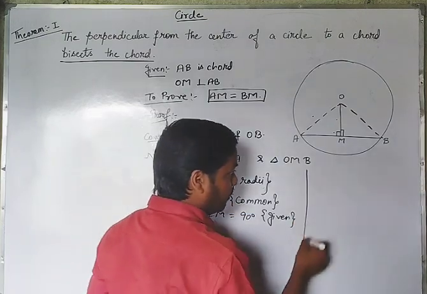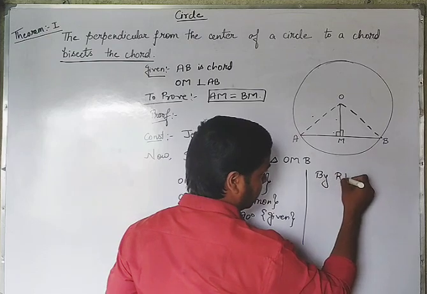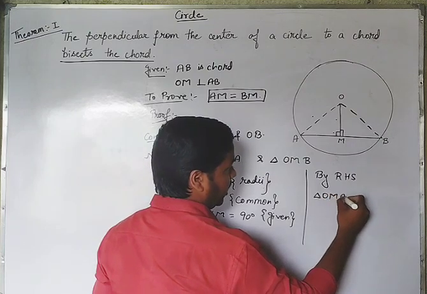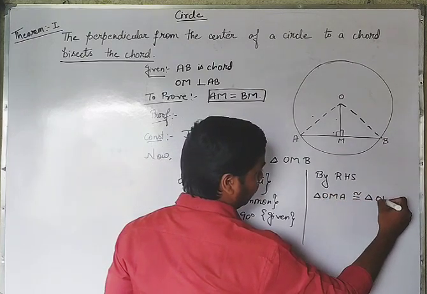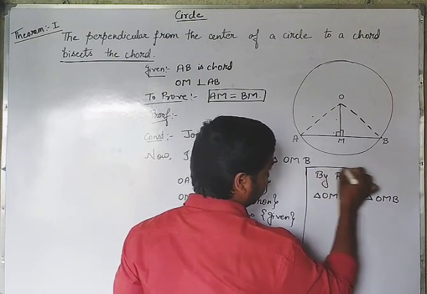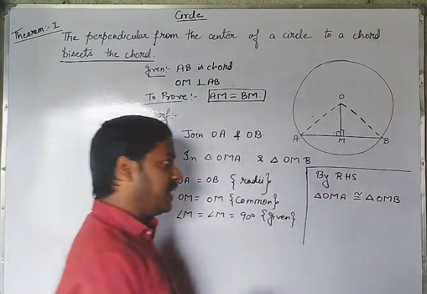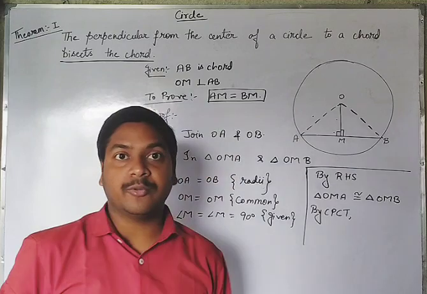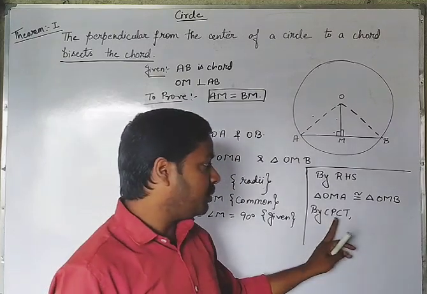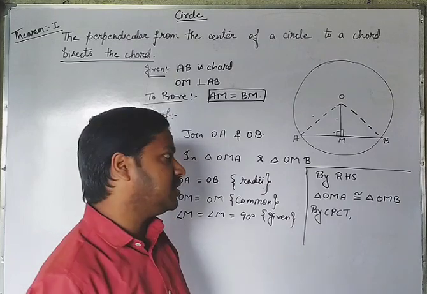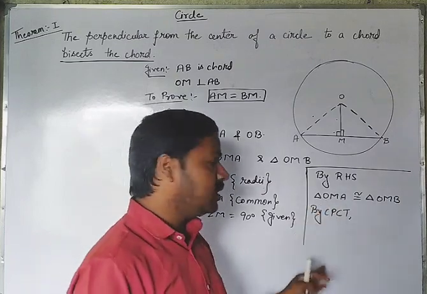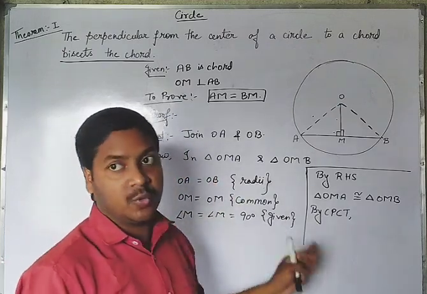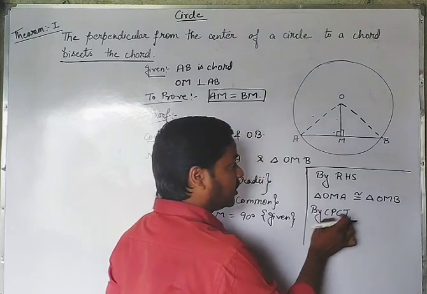So we will write here by RHS, triangle OMA is congruent to triangle OMB. If these two triangles are congruent, then by CPCT we can write. What is the full form of CPCT? Yes, corresponding parts of congruent triangles. Whatever parts are not shown equal here, the corresponding part of the other triangle is equal. That is known as CPCT.